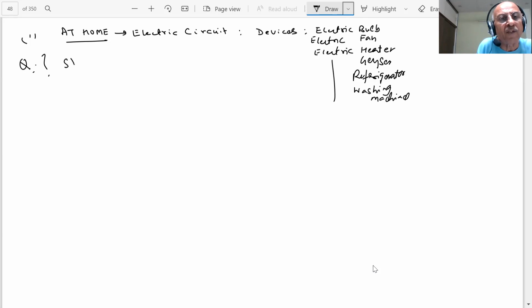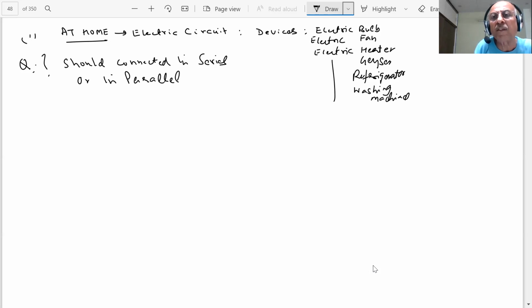Should you connect them in series circuit? Because each one has a different resistance. Each appliance has a different resistance, student. So should they be connected in series or in parallel, student? Supposing this has resistance R1, this is R2, R3, R4, R5. All have different resistances, student. Should you connect them in series or in parallel? That is the question now.